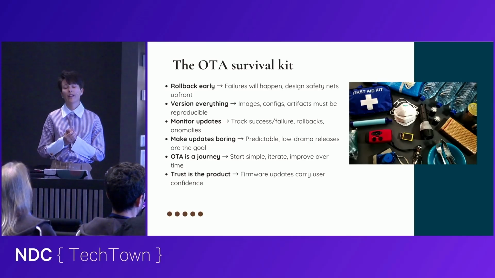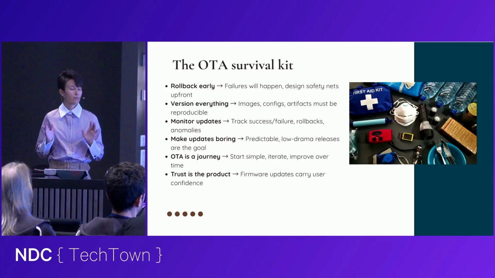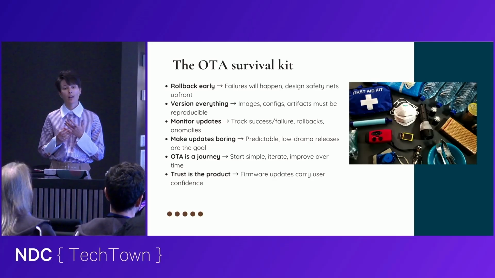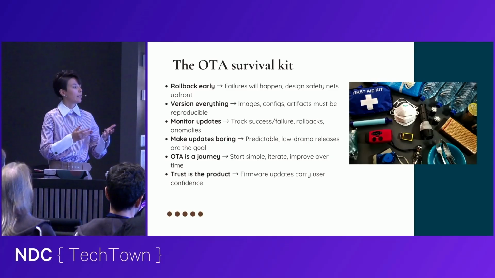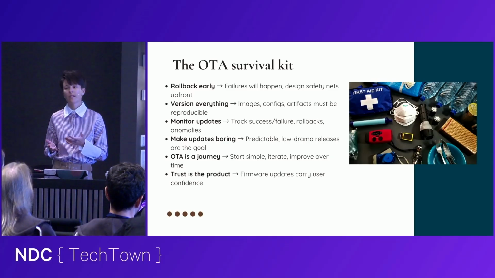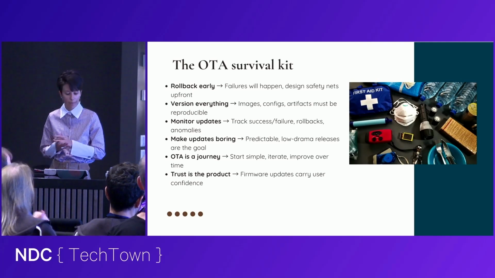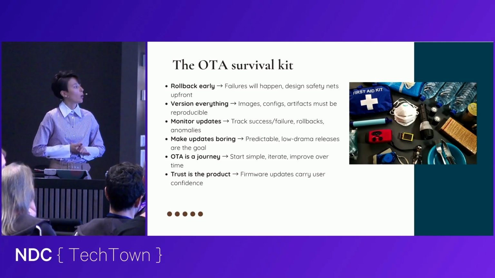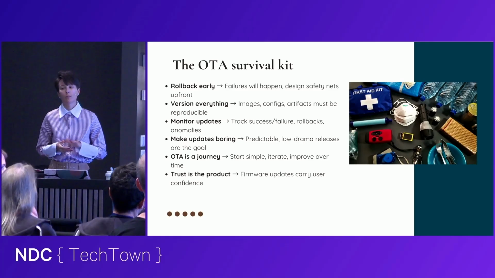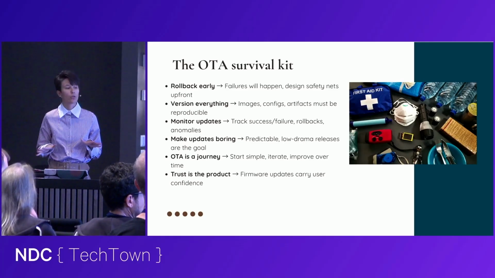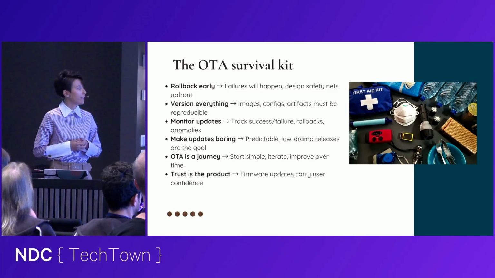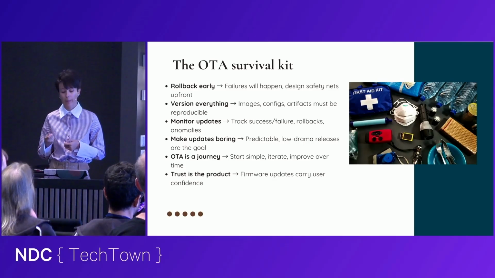Second, version everything. It doesn't matter whether it's images, configs, keys. You should treat everything as source code, because if you do not have a proper versioning system, you have no way of reproducing your builds. And if something goes wrong with the build, with the image in field, you have no way of testing it in your laboratory. Thirdly, monitor updates. You need to track both successful and failed updates to be able to know what is going on with your devices in field and track any anomalies that might happen.